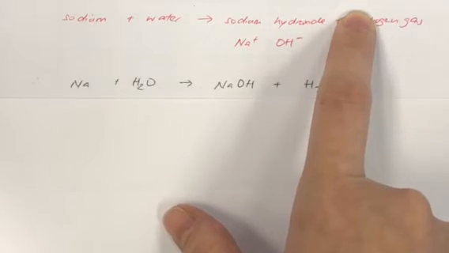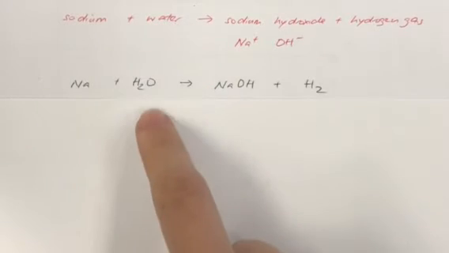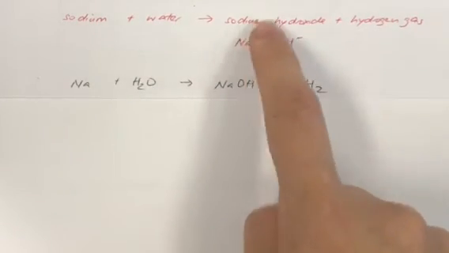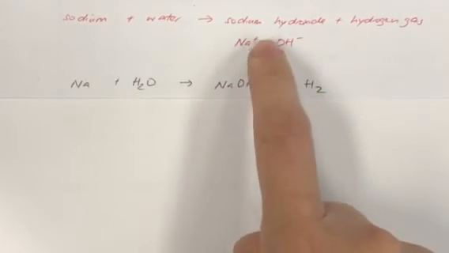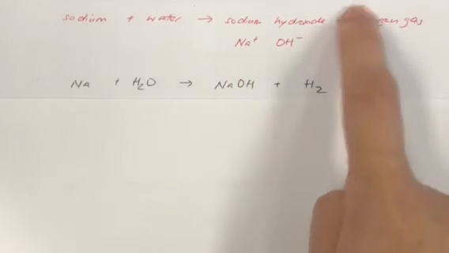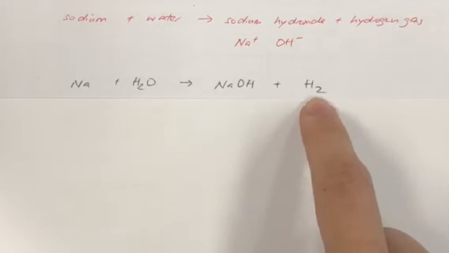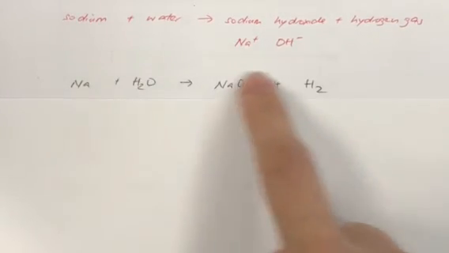So how do you write the chemical equation? Sodium is a metal, Na, water, H2O. For sodium hydroxide, you have to use the ions, balance the charges, and you get NaOH. Hydrogen gas is always diatomic, so it's H2. Once you have done this, this is the chemical equation.